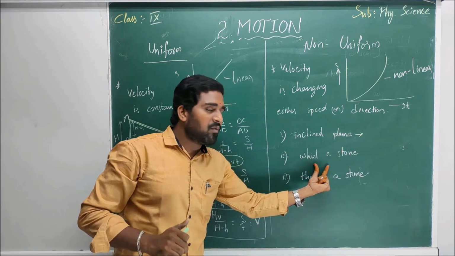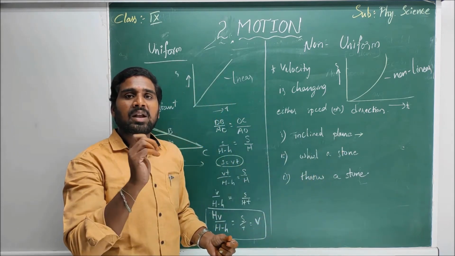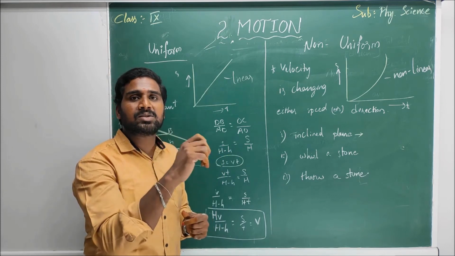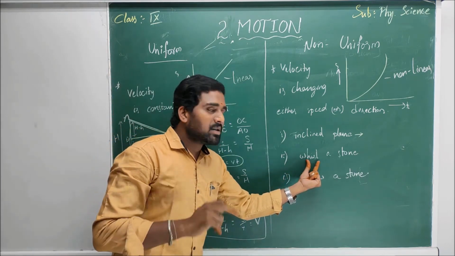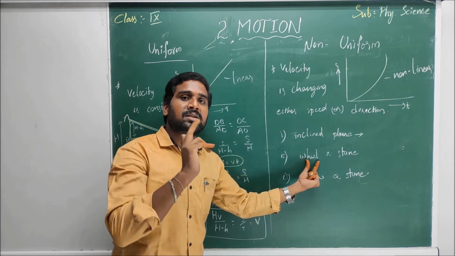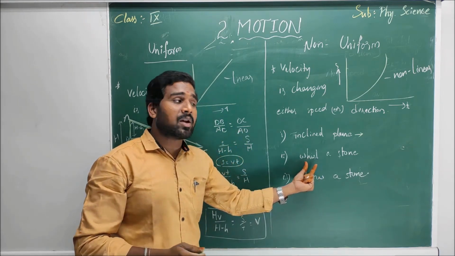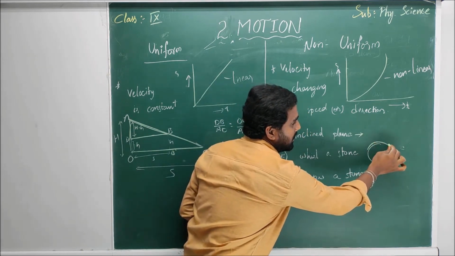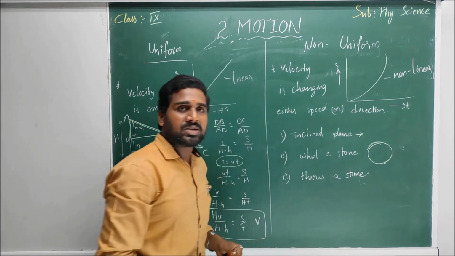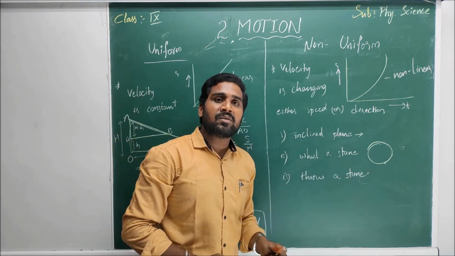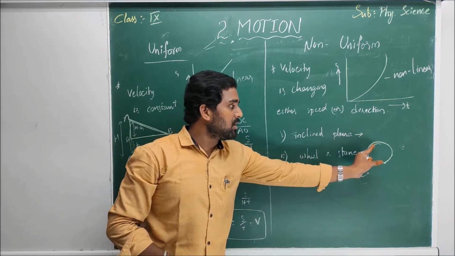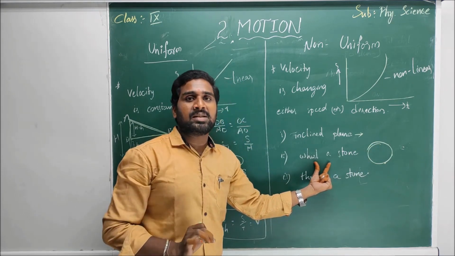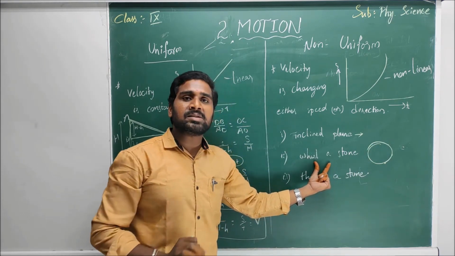And the second one: when we tie a stone to a thread and just imagine it rotating, then the direction is changing continuously. Why? Because it is in a circular path, at every point it is changing its position. The direction is given by the tangent drawn at that point. So in the second example, the speed is constant but the direction is changing.